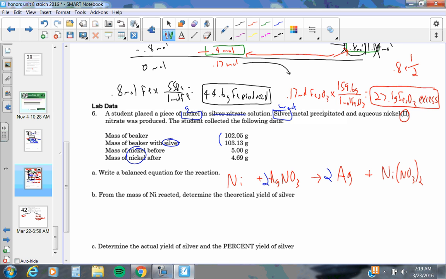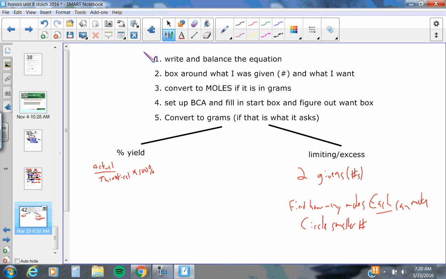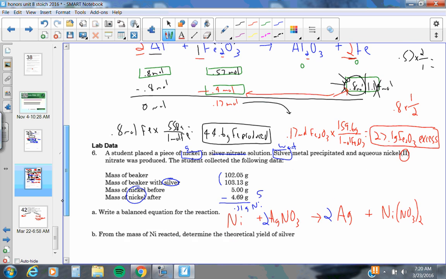So I was given the amount of nickel. I wasn't quite given the amount of nickel, but I can figure that stuff out by doing a subtraction. How much nickel did I have? 5, right here, 5 minus 4.69. How did I know that? Well, because you threw a hunk of nickel into a beaker, when later it weighs less. How much less? 0.31 grams. Once we've got a box around what I was given and what I want, I need to convert that to moles because it's in grams right now. How do I do that?